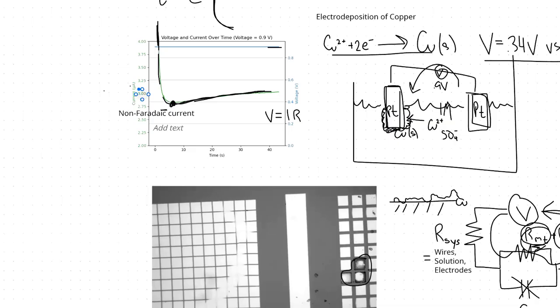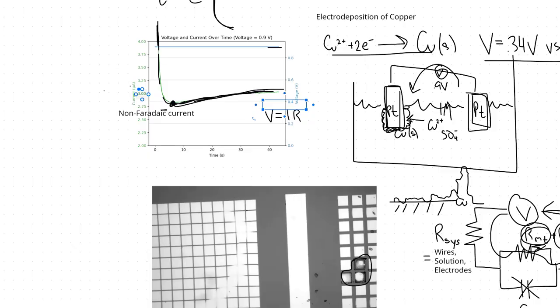And so as more metal gets deposited, that increases the surface area, right? And that increase in surface area leads to a decrease in resistance, which therefore leads to an increase in current. And that's how we can explain this second half of the graph. And that kind of current is actually called a Faradaic current.